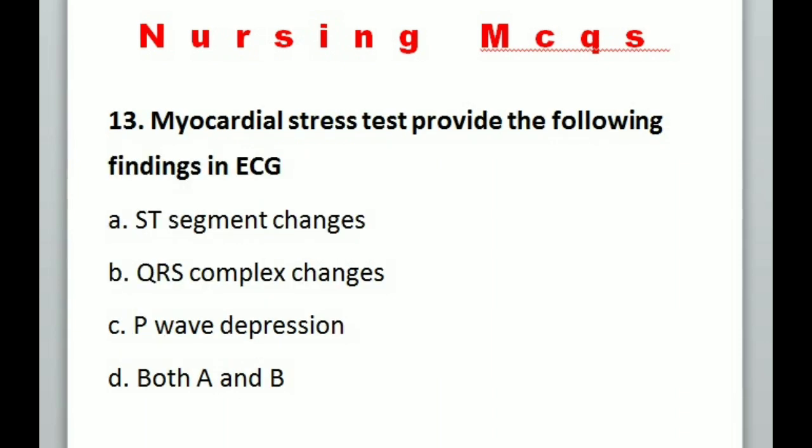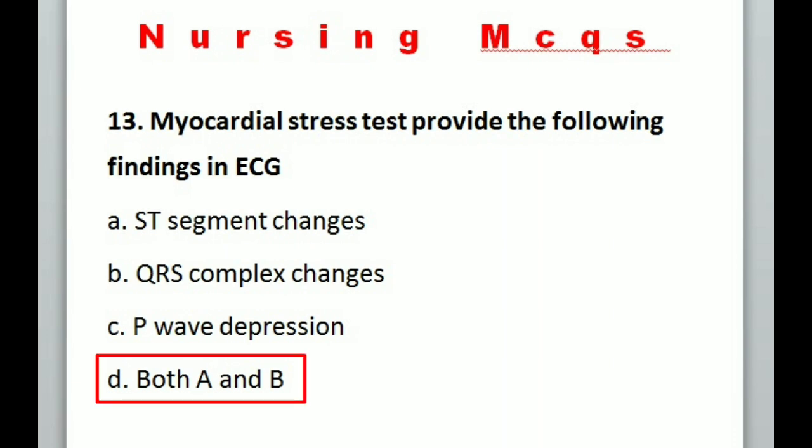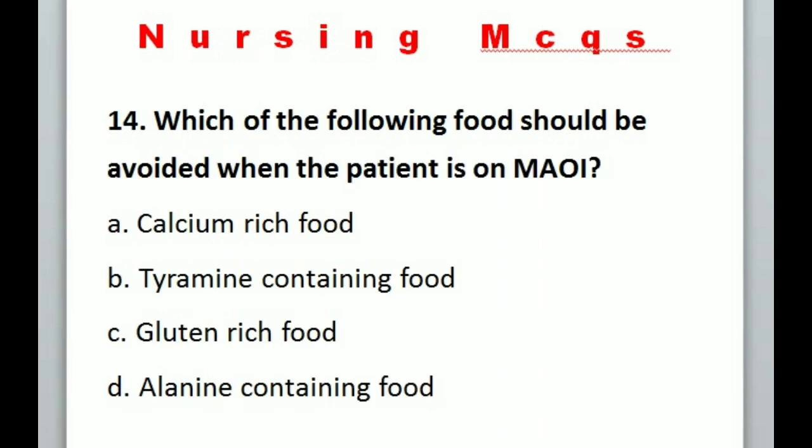13. Myocardial stress tests provide the following findings in ECG. A. ST segment changes. B. QRS complex changes. C. P wave depression. D. Both A and B. Correct option is D. Both A and B.